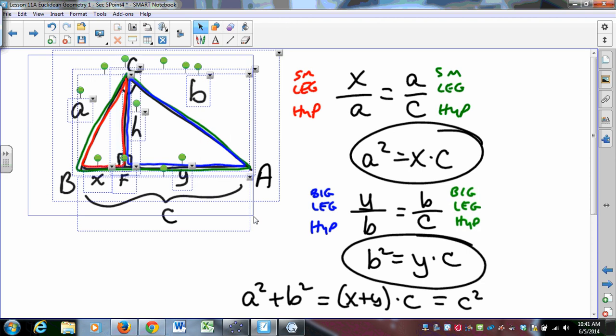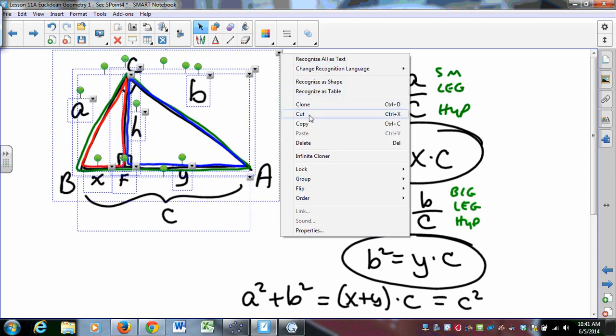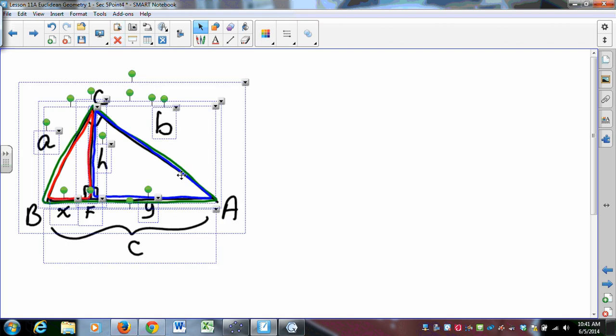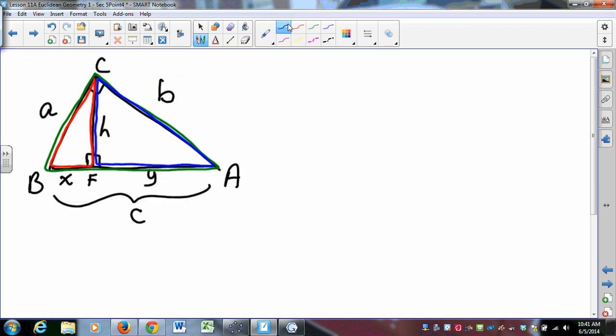So let's copy all of this and paste it here. Great. Let's look at this height h. This is the altitude of the right triangle. It's the altitude to the hypotenuse. I argue that x is to h as h is to y. You should pause for a moment and think about why that is true. X is to h as h is to y.